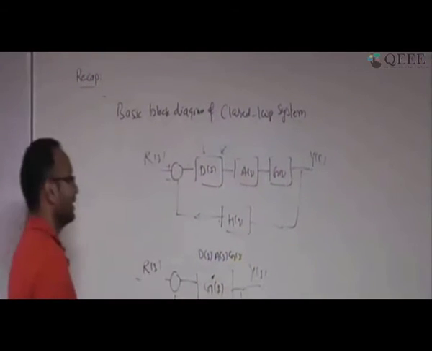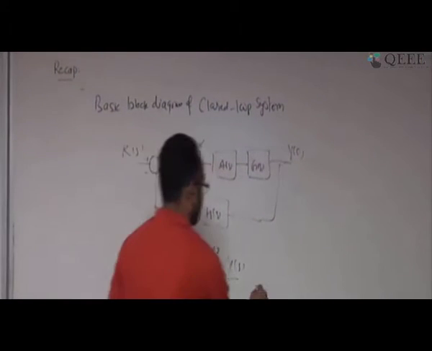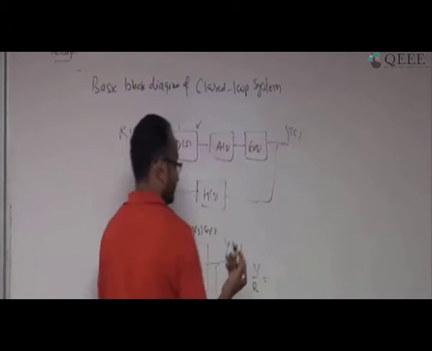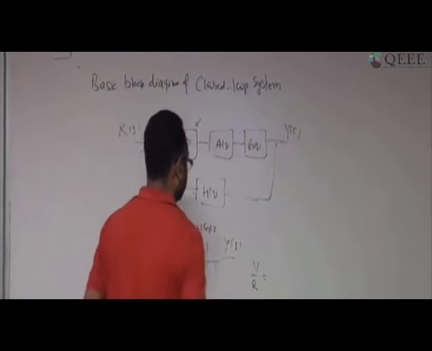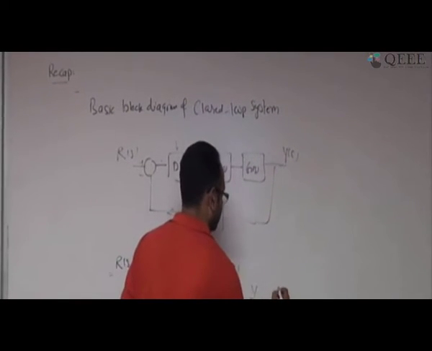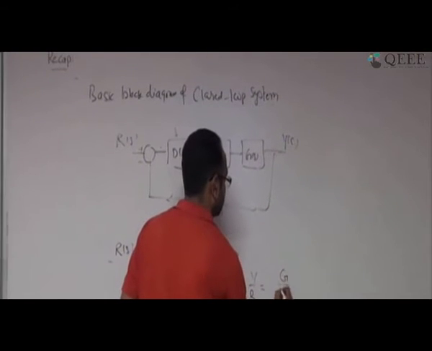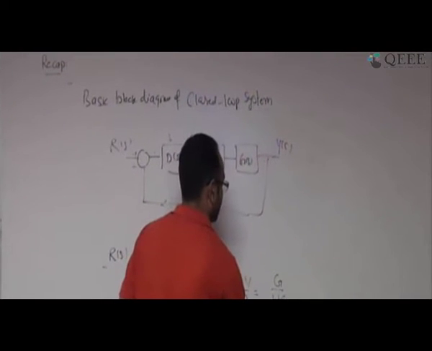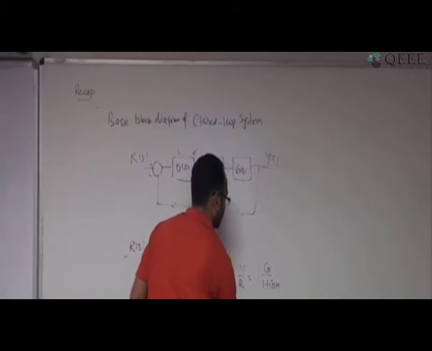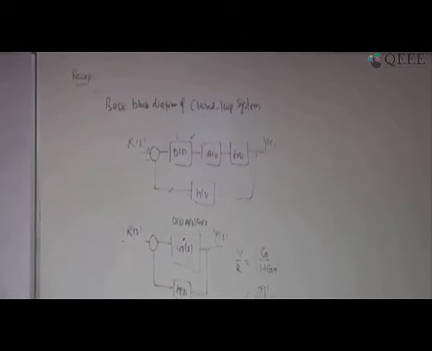Now this Y of S by R of S, I can write further. Sometimes in the literature they omit the S, which is a free parameter that denotes the Laplace transform. I can write it as G divided by 1 plus G of H, where G is G of S, and the denominator is 1 plus G of S H of S. This is what we have done.